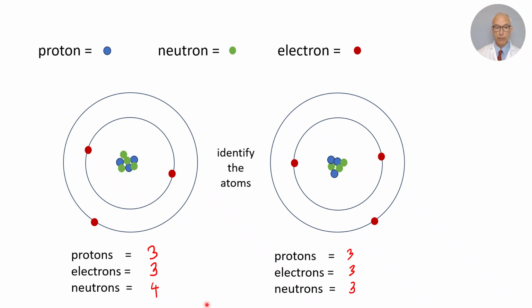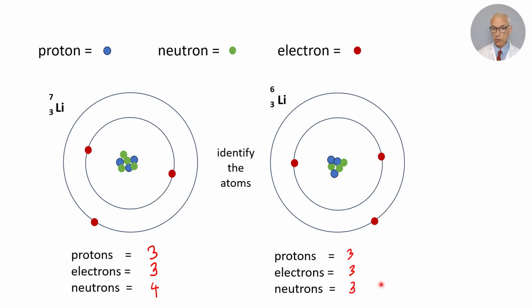So therefore, our symbols are 7 and 3, with the element being identified by its atomic number in the periodic table as lithium. And on the right-hand isotope, 6 and 3. So nucleon number 6 and atomic number 3.